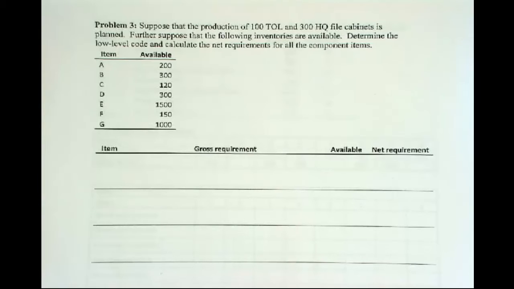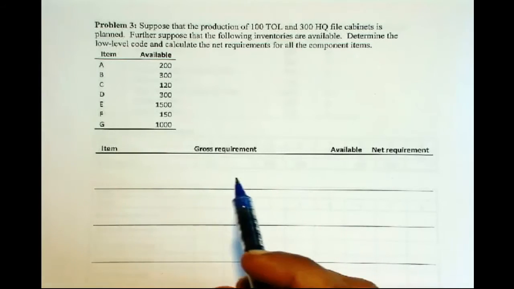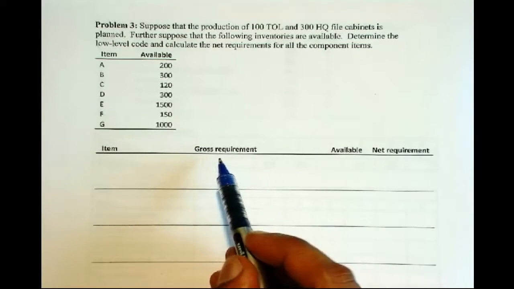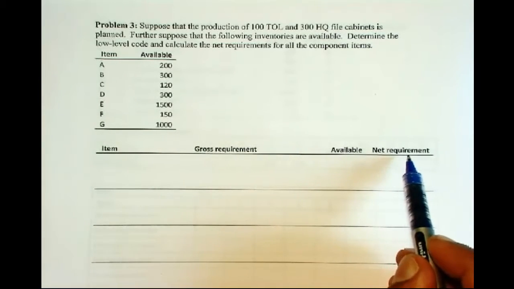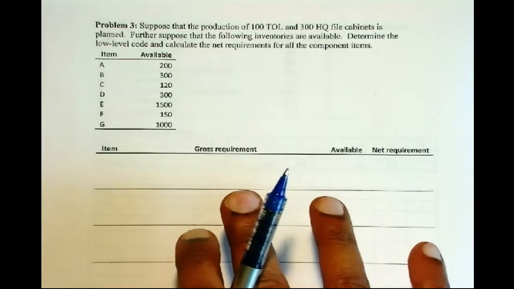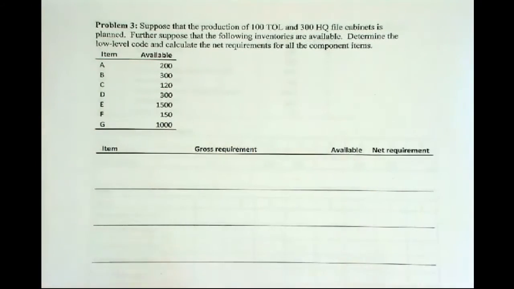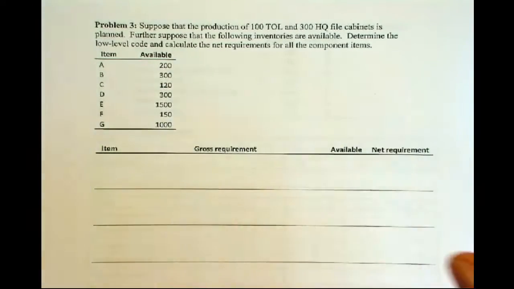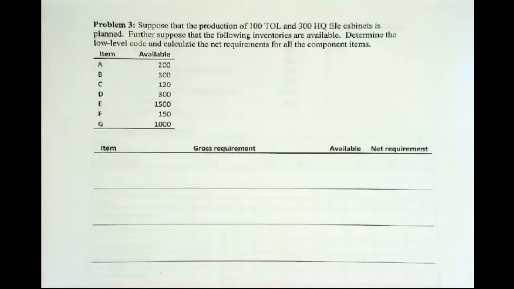In this example, we're going to look at the computation of gross requirement and the netting process and finding the net requirements. We will not apply the lead times yet, but we'll first go through this computation, and then we will include the lead time also in the next problem.